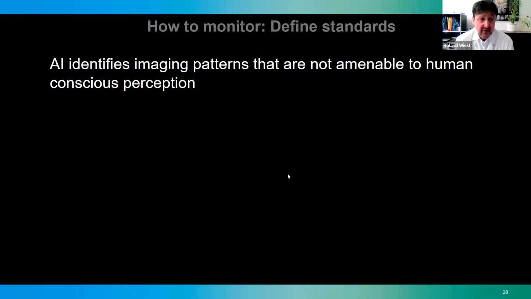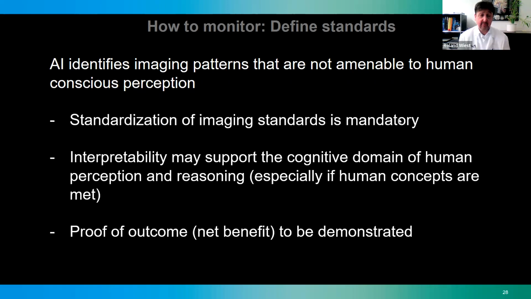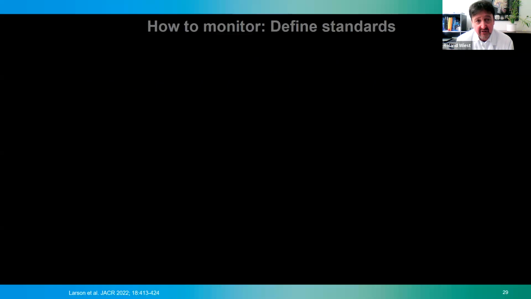So to sum up, artificial intelligence identifies imaging patterns that we as humans frequently cannot detect. And therefore, we need to take care of standardization. We may use interpretability methods wherever possible to help us and to increase our way of reasoning and to compare our findings with those of the models. And of course, at the end, the main course is to show the proof of outcome that needs to be demonstrated. Do we really need the model, or is it just a nice-to-have addition?